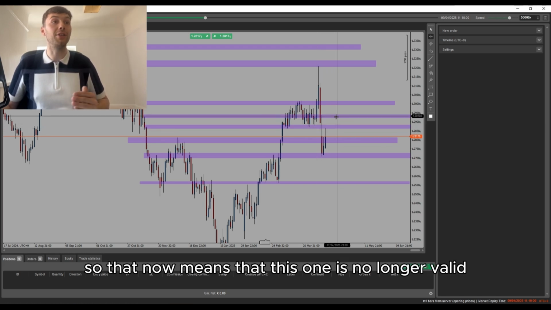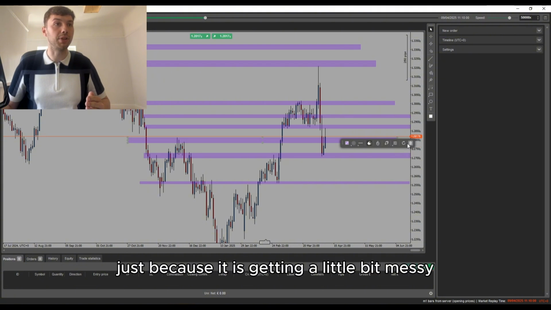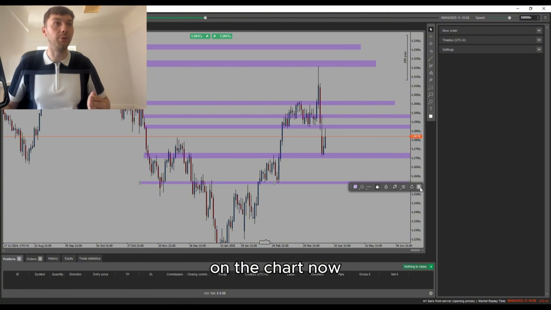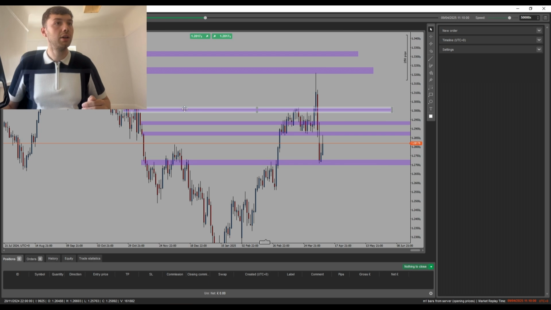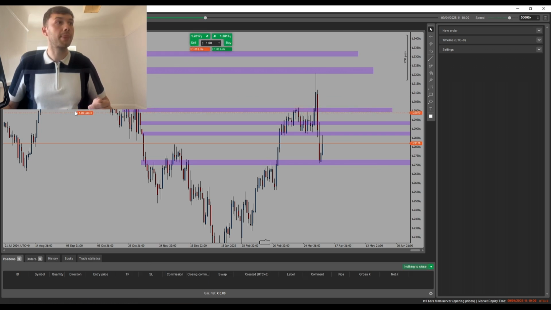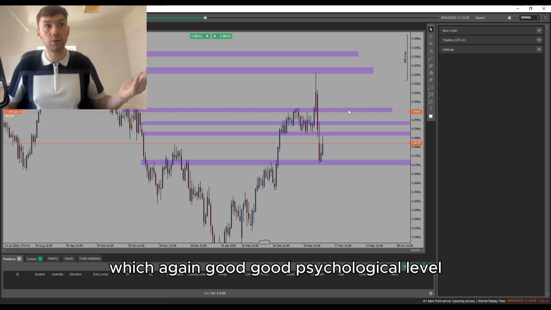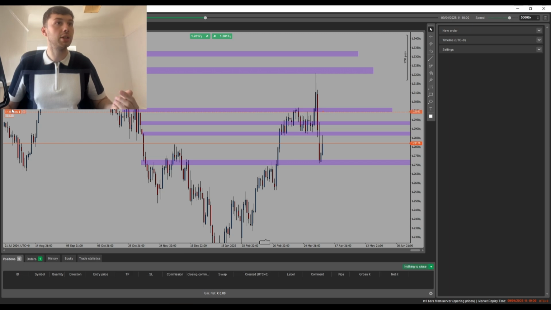So that now means that this one is no longer valid, and the next one I have is this sell zone here. So I'll get rid of all these boxes just because it is getting a little bit messy on the chart now. But the next sell zone I have is this one here, which is around about the 1.3 area as well, which again, good psychological level.